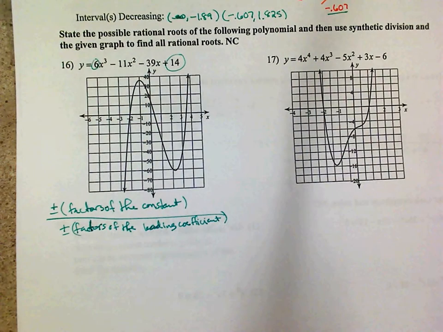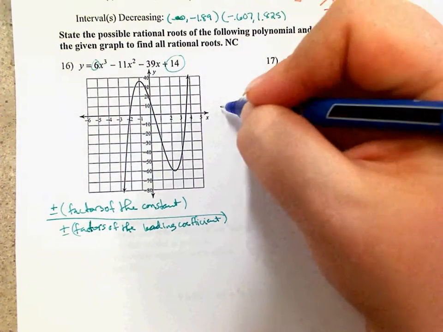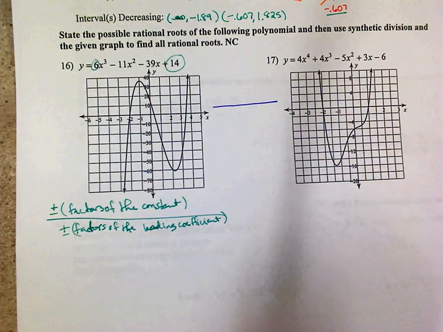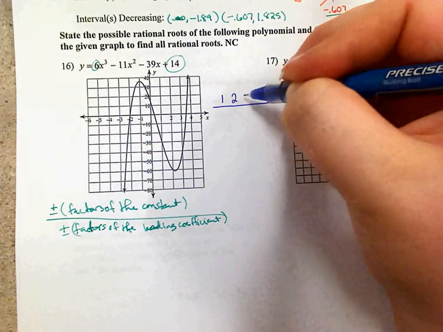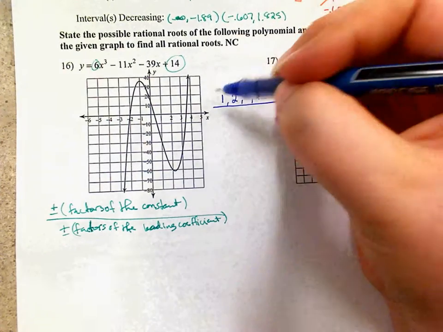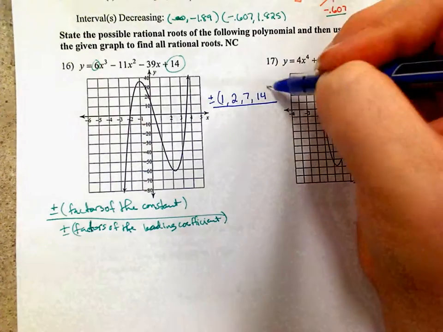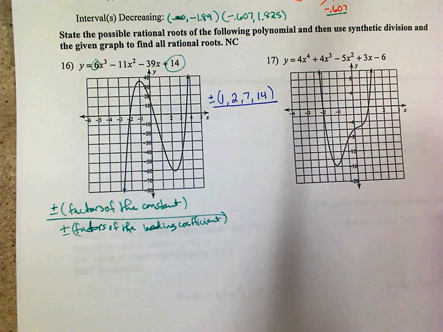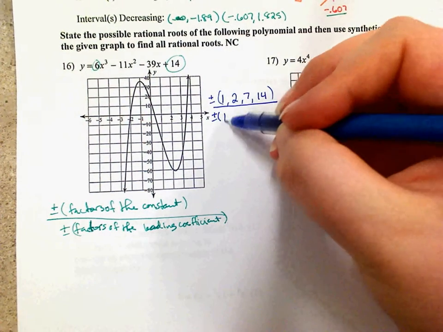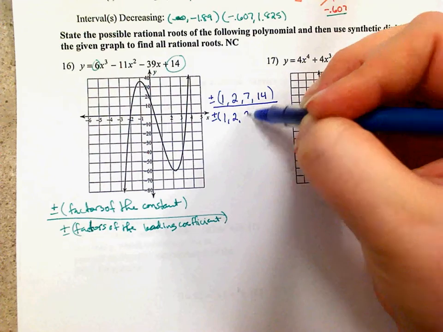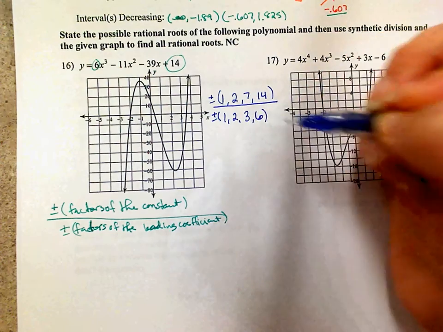So what are the factors of 14? 1 and 14, 2 and 7. Now, that's the reason you need to remember the plus and minus, because it could be negative 1, negative 14, positive 1, positive 14, right? Okay. And then what are the factors of 6? Good. 1, 2, 3, 6. We actually have to divide them, though, don't we?